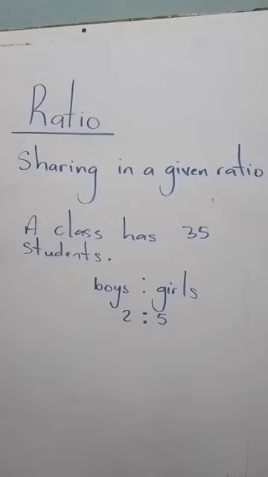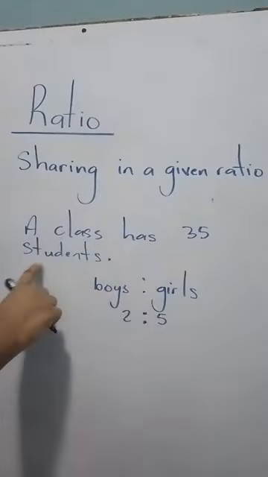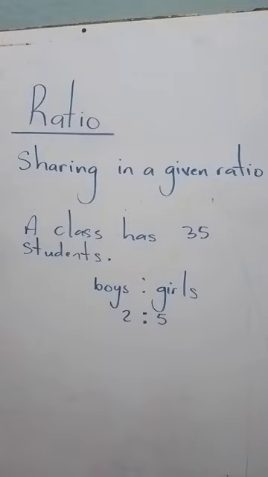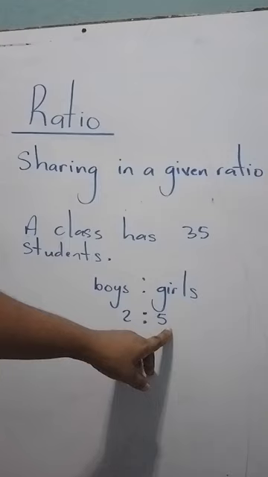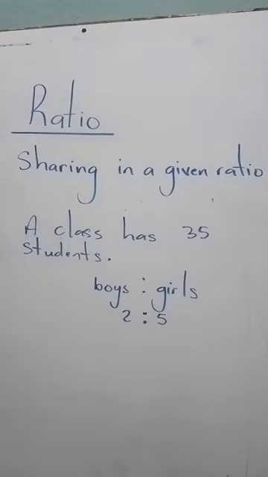So let's explore another question. A class has 35 students. So we're going to be sharing now. We are given the total amount of students in the class, 35 students. The ratio that compares the number of boys to the number of girls is that for every 2 boys, there should be 5 girls. Now, this is not saying that there are 2 boys in the class or 5 boys in the class, nor 7 boys in the class. It is saying that when we compare boys to girls, there should be 2 boys for every 5 girls.